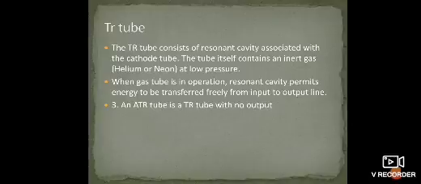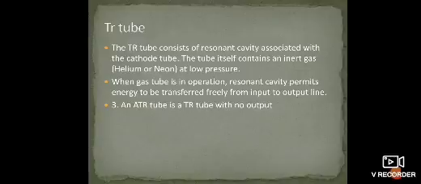So when the gas tube is in operation, the resonant cavity permits energy to be transferred freely from the input to the output line. That means when it is on, it will permit the energy to be passed freely from one device to another device. In terms of operation, it receives and passes the signal towards the receiver part. Like this, it can operate.